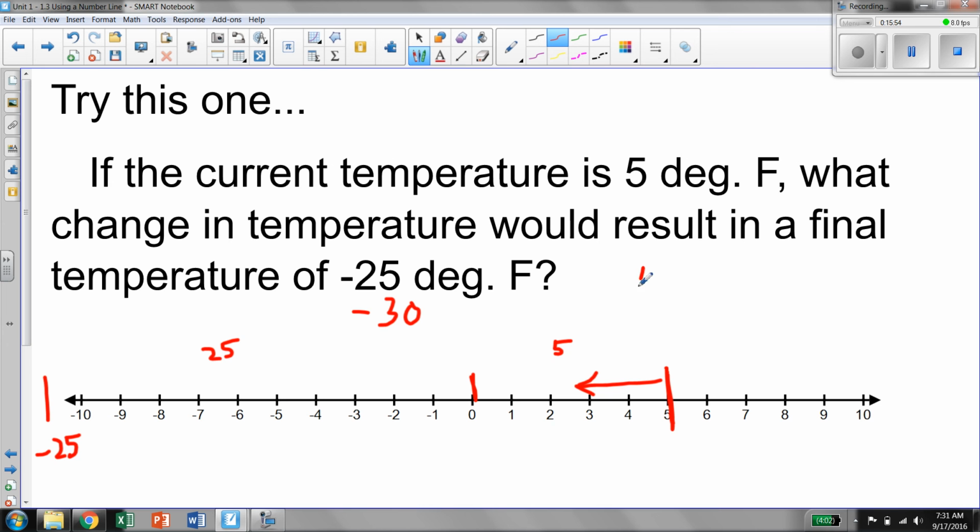So we could write 5 plus some number equals negative 25. We could have also written 5 minus some value, same thing, equals negative 25. In either situation, this should be 30, or up here, if we were to write it in, it would be a negative 30. Same thing. Adding a negative value is the same as subtracting a positive value. Okay.